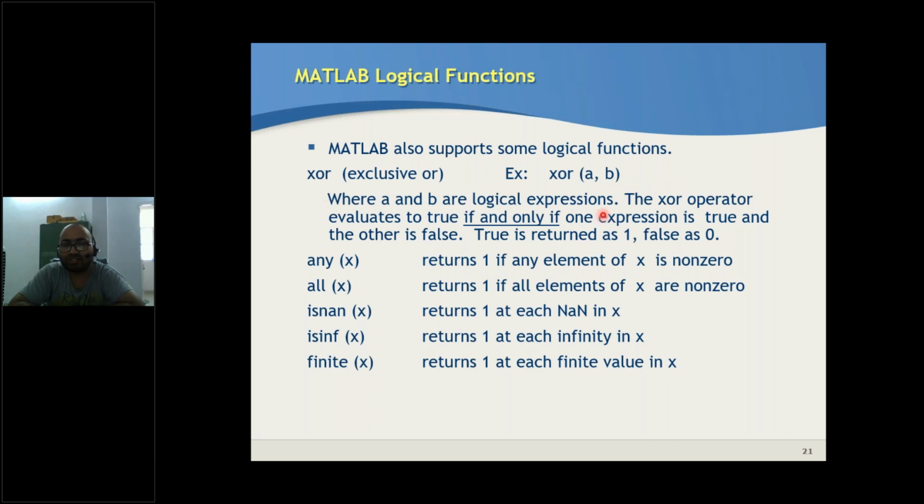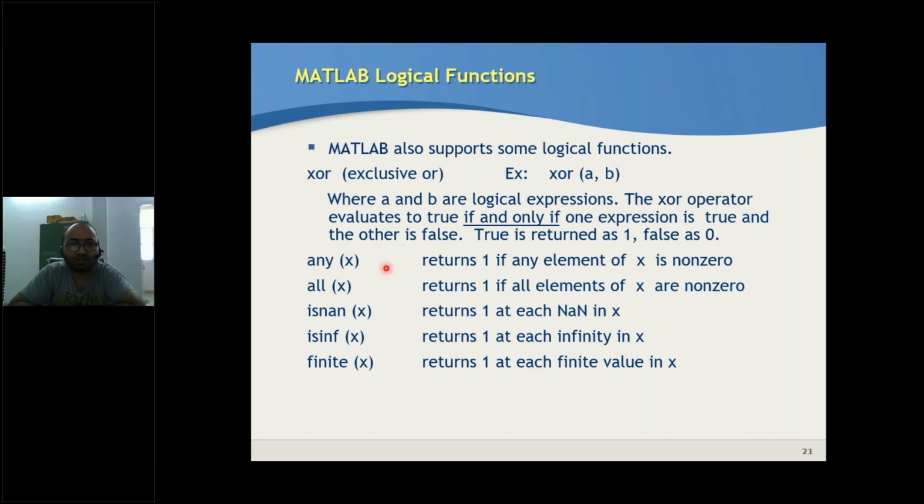Where A and B are logic expressions, like if you are using the XOR function, then A and B are logic expressions. Logic expressions means in 1 or 0 form. The XOR operator evaluates to true if and only if one expression is true and the other is false. So this is the property of the XOR function. True is returned as 1 and false as 0.